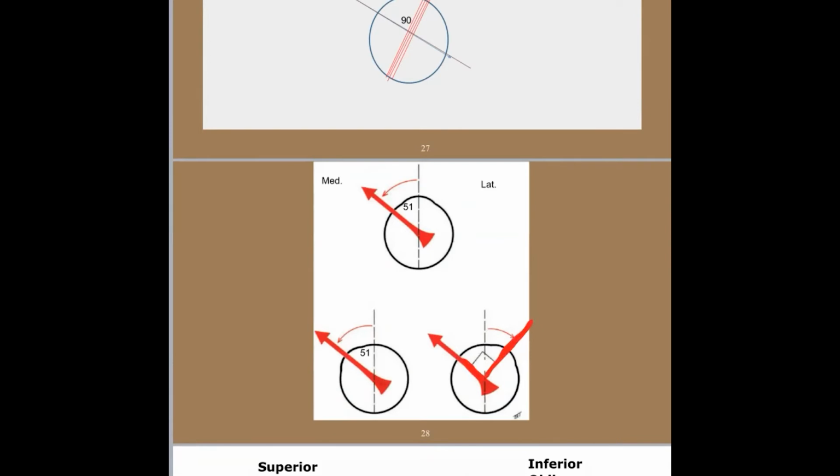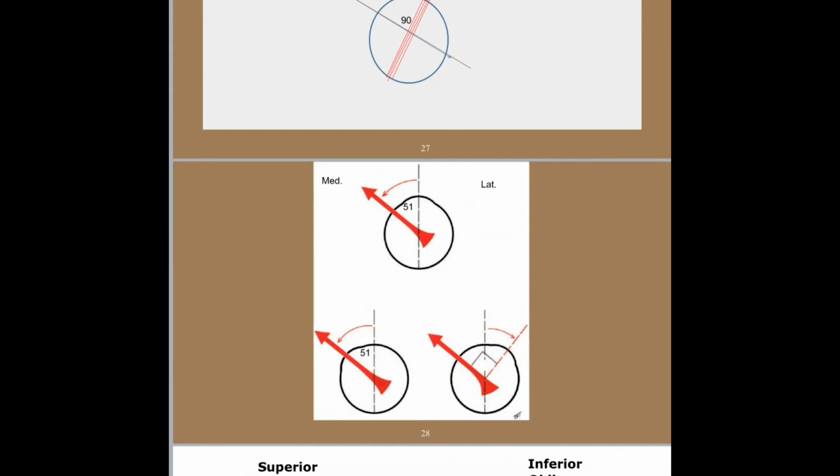So the optical axis is perpendicular to the axis of the muscle. If you want to shorten this muscle, you will result in just torsional movement. The globe will again be intorted or extorted. I think this is easier. So when there is a perpendicular position, we have extorsion or intorsion. When there is a parallel, we have an elevation or depression.